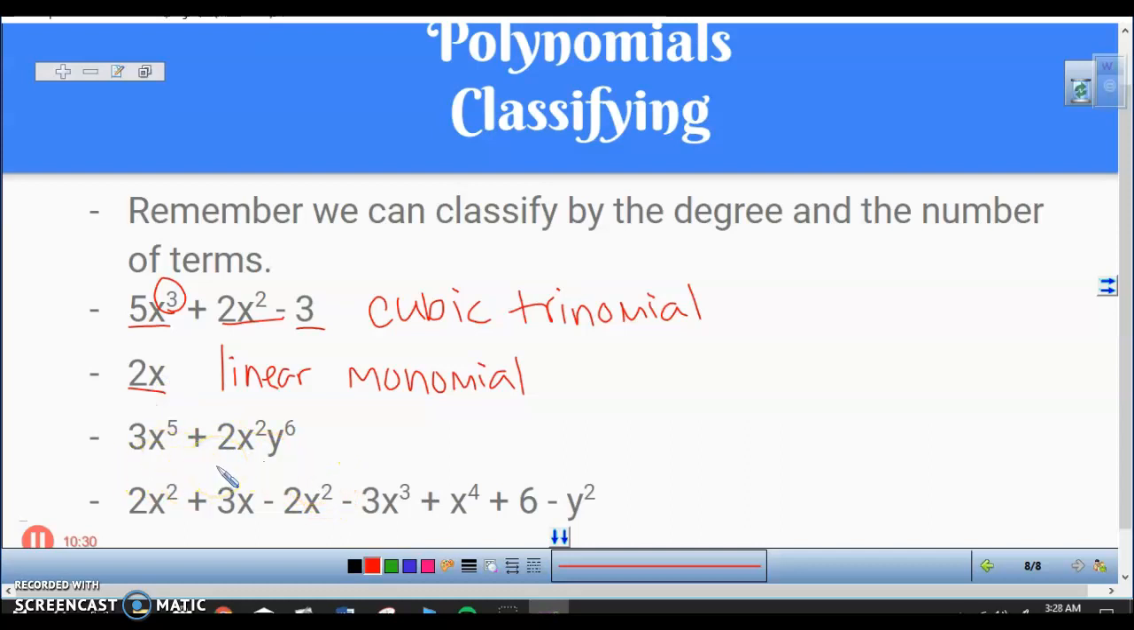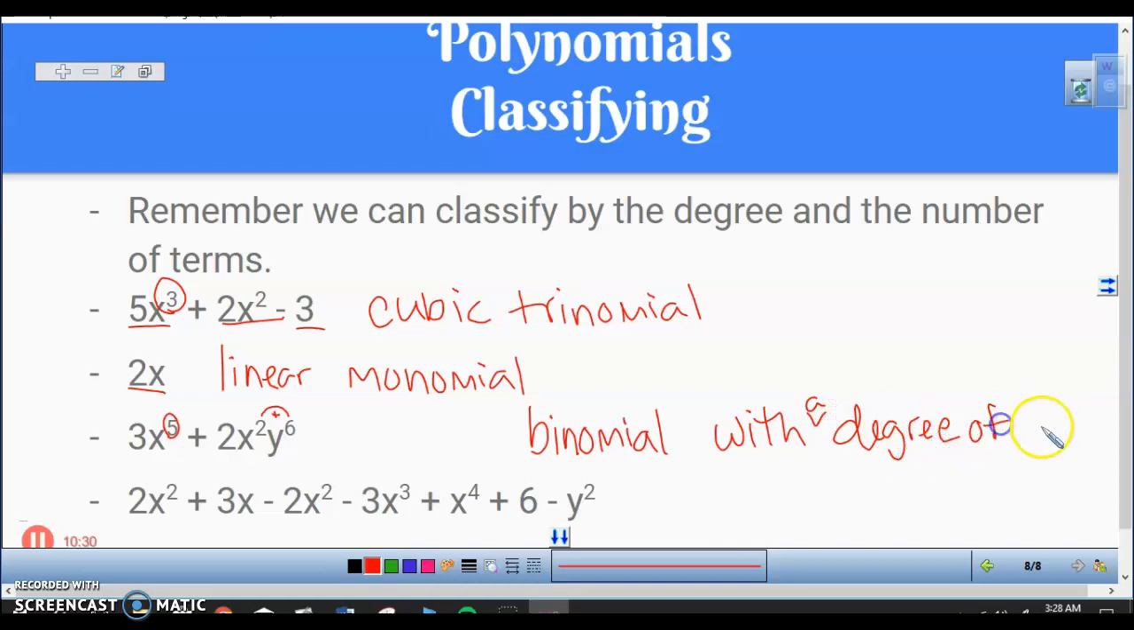3x to the 5th plus 2x squared y to the 6th, this has 2 terms, so I know this is a binomial. The degree, well, this has an exponent of 5. My degree here, remember, I add these, so this would actually have a degree of 8. So a binomial with a degree of 8. So if it has more than 1 variable in a term, you add the exponents.